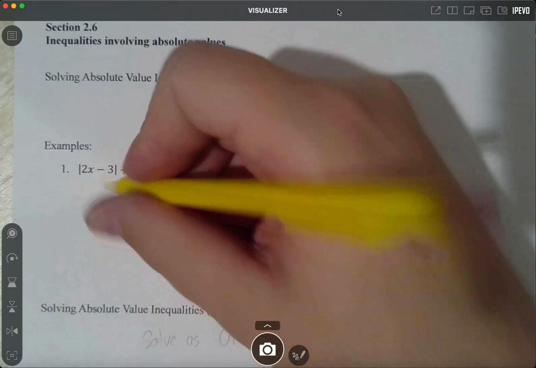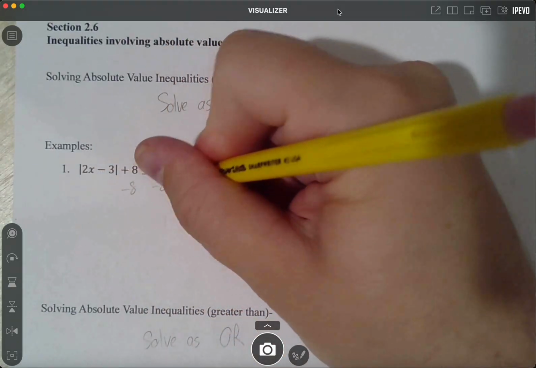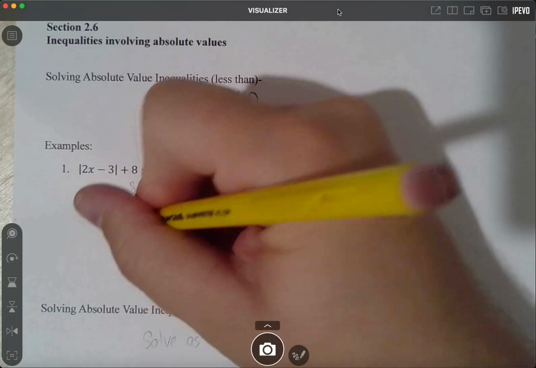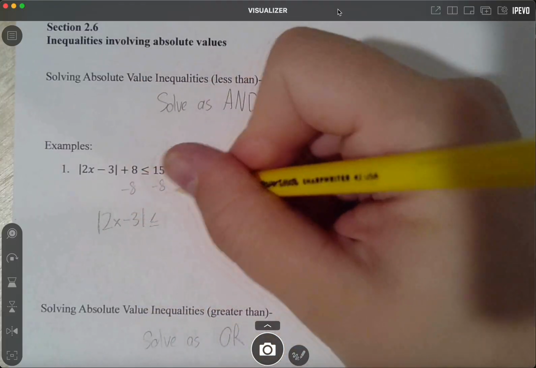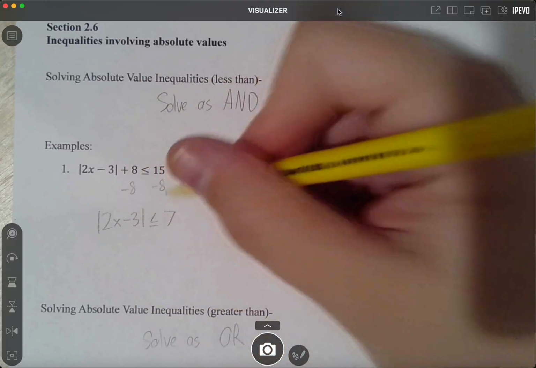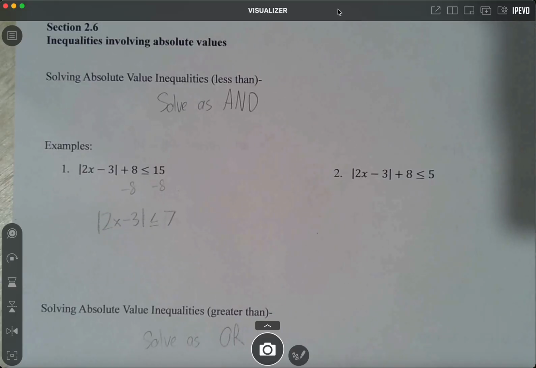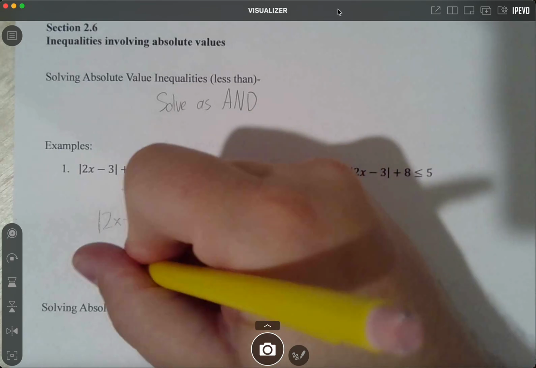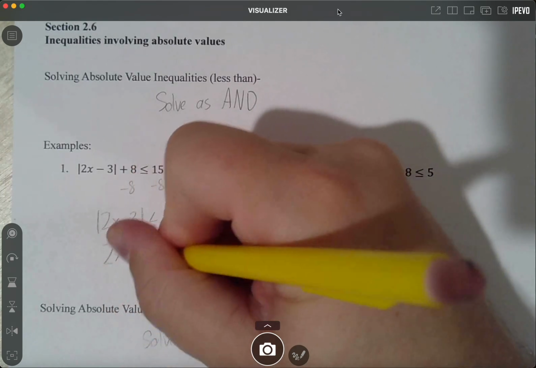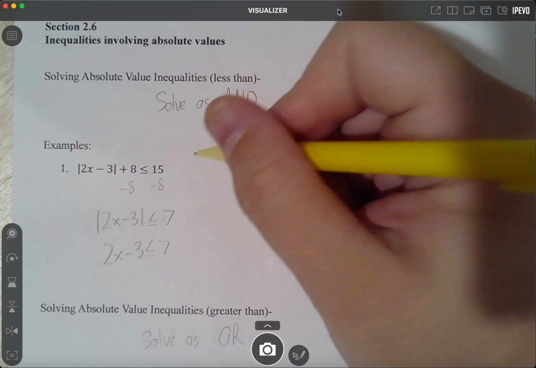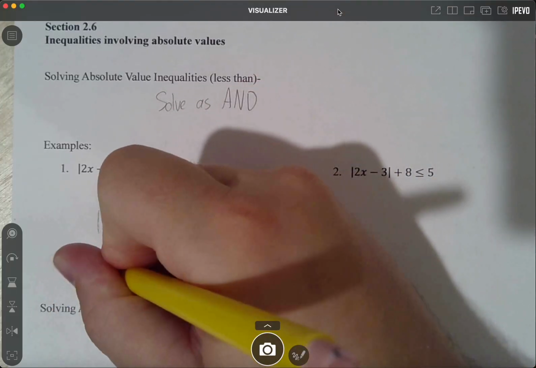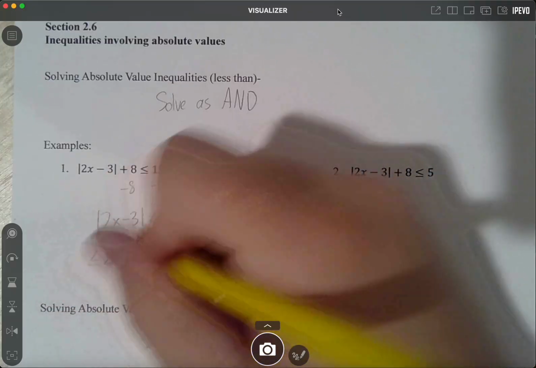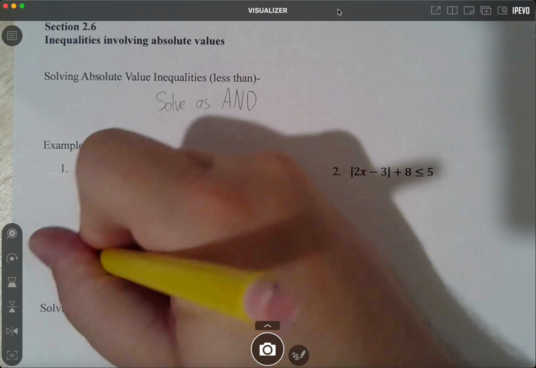For the first one, we'll subtract 8 from both sides. We have 2x minus 3 is less than or equal to 7. All right, that's what 15 minus 8 is. Now at this point, we're going to create our second equation where we have our algebra in the middle, kind of the original expression, but instead of making an equal sign, you make the same directioned inequality, so notice that, and you write, again, the negative version.